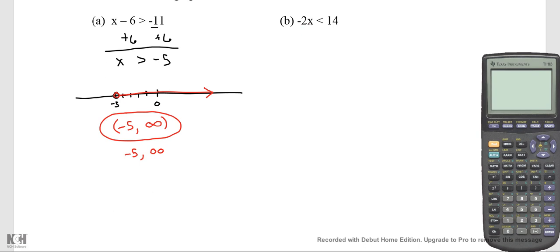We're going to look at one in which we have to deal with a negative. Negative 2x is less than 14. If I was solving this for x, I would divide both sides by -2. I'll switch back to black so I can draw my line out here. And I'll switch back to red to finish solving it.